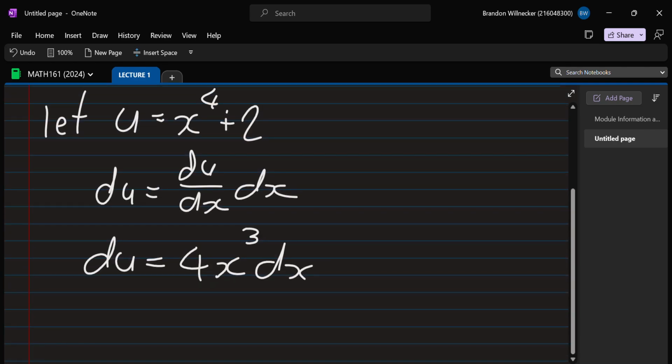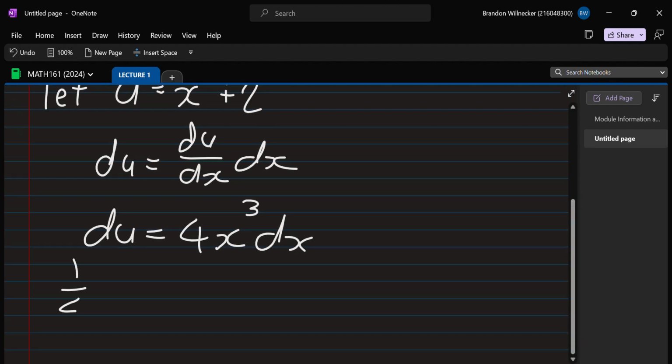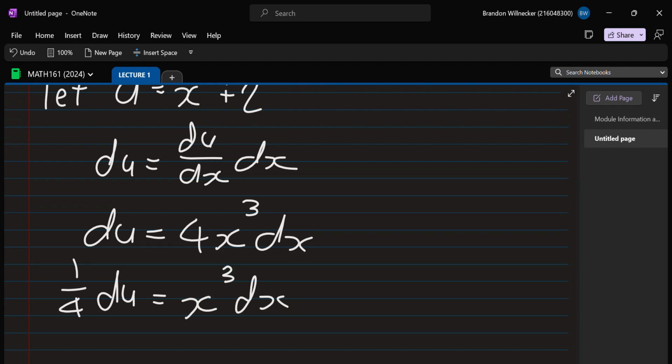But here we've got a 4. In the question, there is no 4, right? It's just x cubed. So what can we do to just get our x cubed there? Okay, we can divide both sides by 4. So we can have here 1/4 du is x cubed dx.